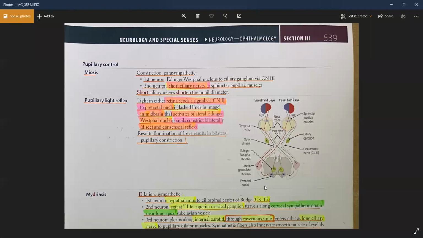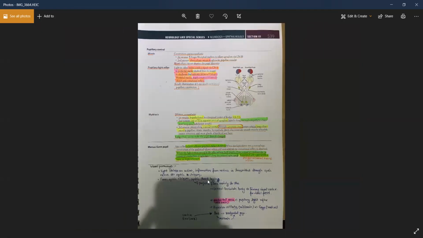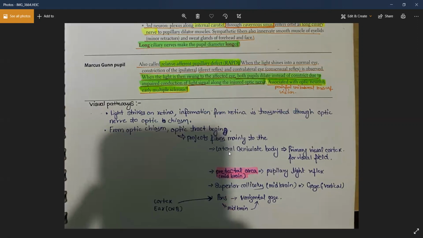Once you have the activation of this second cranial nerve, whenever you shine a light or whenever you see something, your optic nerve has multiple pathways to take that information. Let's discuss all these pathways. After the optic chiasm, the fibers can be projected to the lateral geniculate body, and from the lateral geniculate body, the fibers will be projected to my primary vision cortex, that is within my occipital lobe, for the visual field.